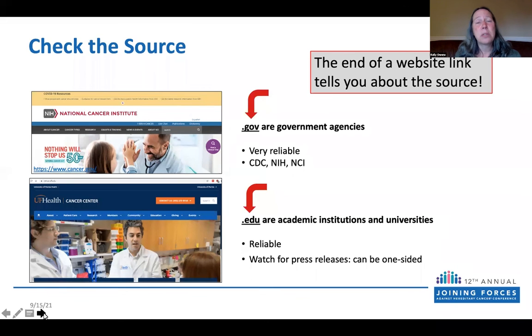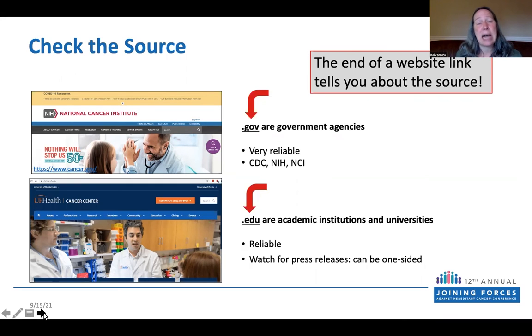So resources that are websites ending in .gov are government agencies. These generally tend to be very reliable sources of information that have been vetted by lots of different scientists over time. So this includes information coming from the CDC, from the National Institutes of Health, and from the National Cancer Institutes, for example.